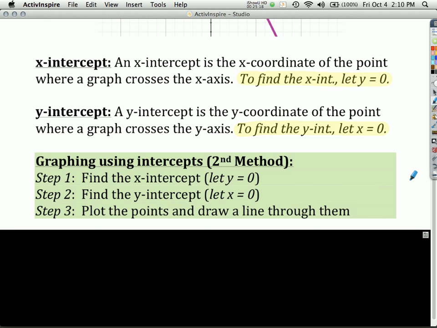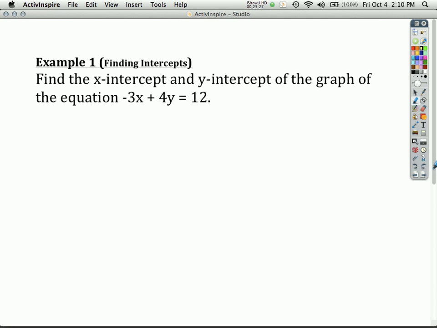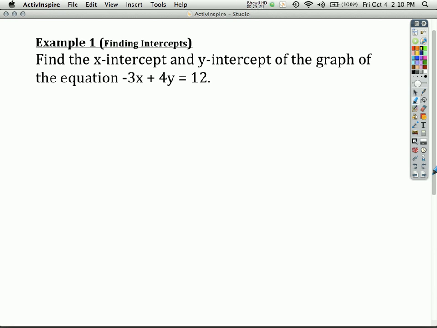Are there any questions? If you're missing any of this, do not stress about it. I have a printed copy right here. You can borrow it a little bit later. So we're going to jump right in and learn how to find intercepts.